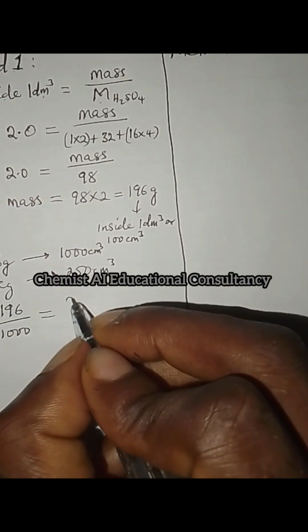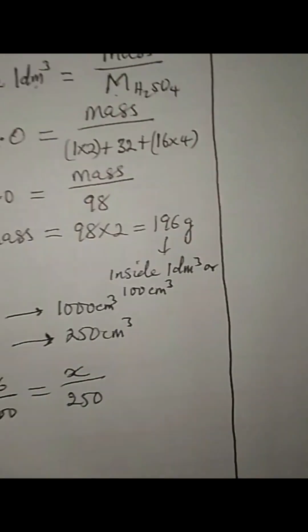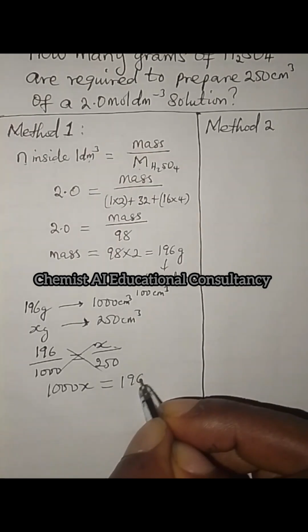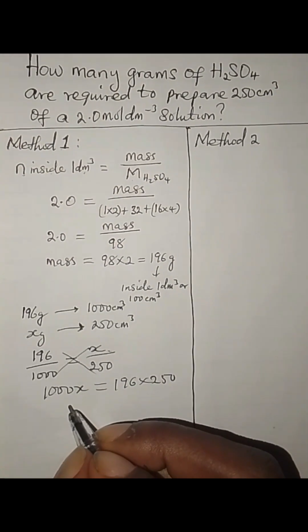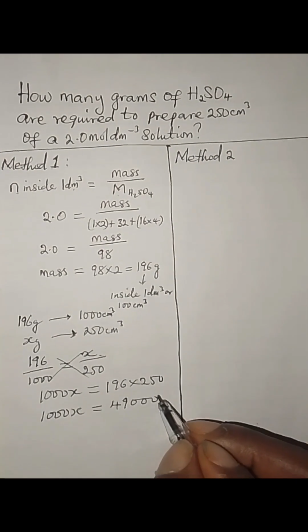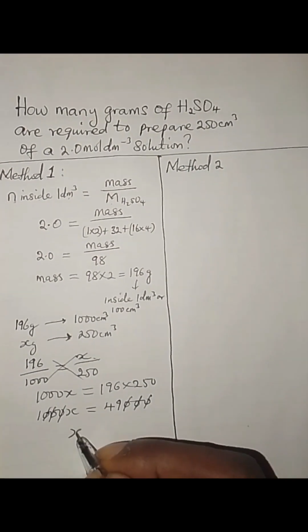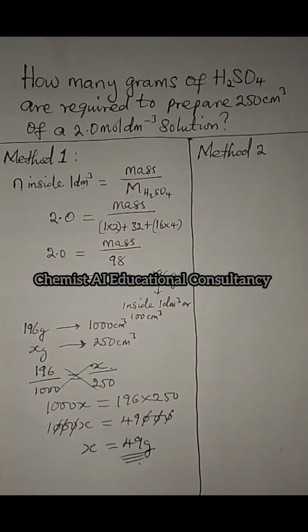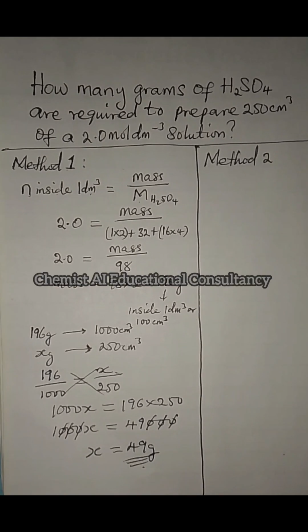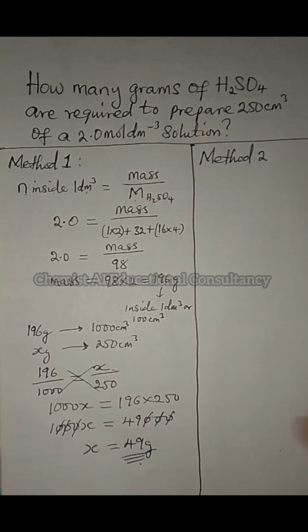So, by proportion, 196 over 1000 equals x over 250, right? You cross multiply. 1000 times x is 1000x equals 196 times 250. 1000x equals 196 times 250, which is 49,000. 3 zeros right, 3 zeros left, you cancel them. X will now give us 49 grams. So there are 49 grams of tetraoxosulfate 6 acid inside 250 cm cube. And that is method 1.